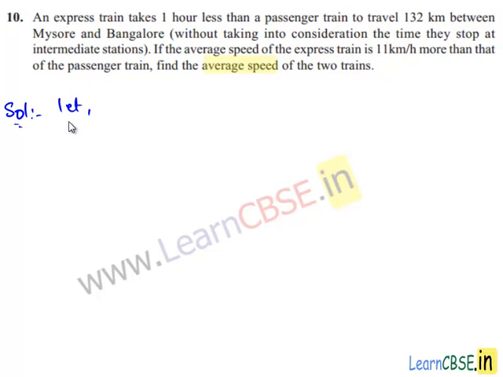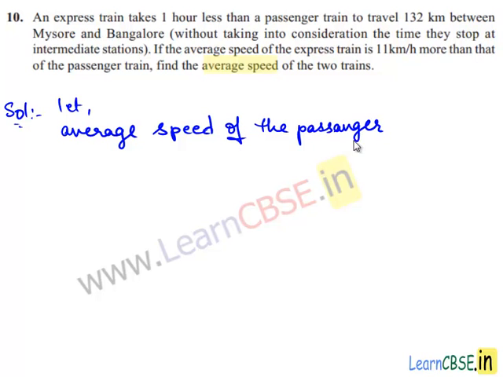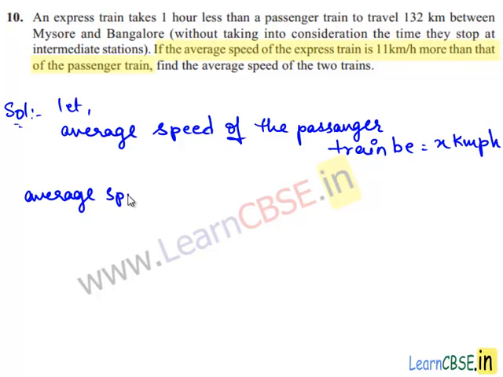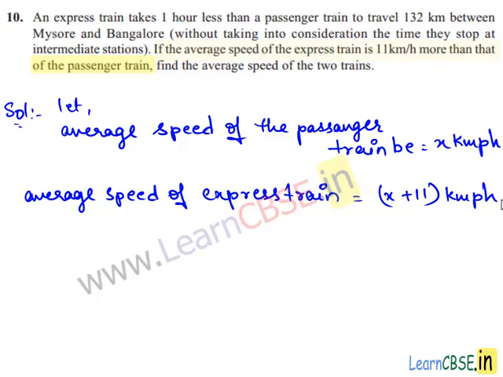So let us assume the average speed of the passenger train be x kilometers per hour. According to the question, the average speed of the express train is 11 km per hour more than the passenger train. So it will be x plus 11 km per hour.